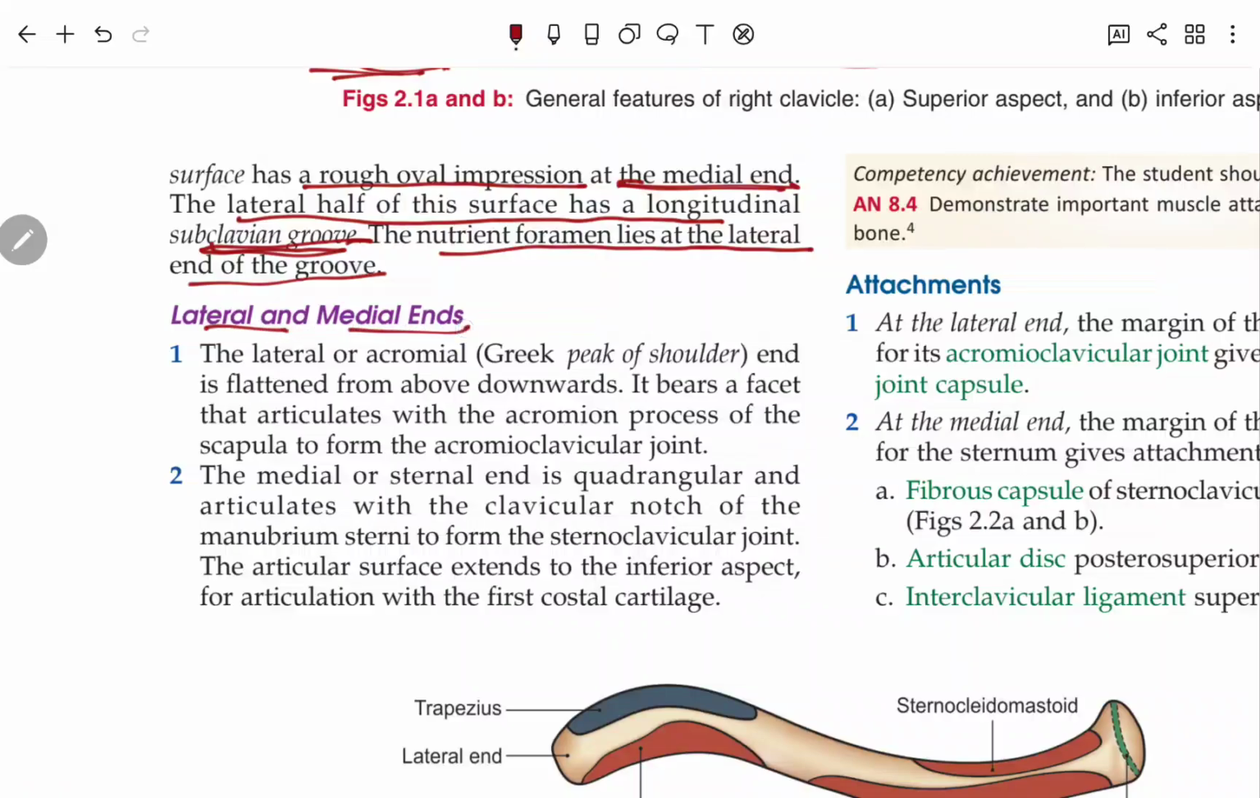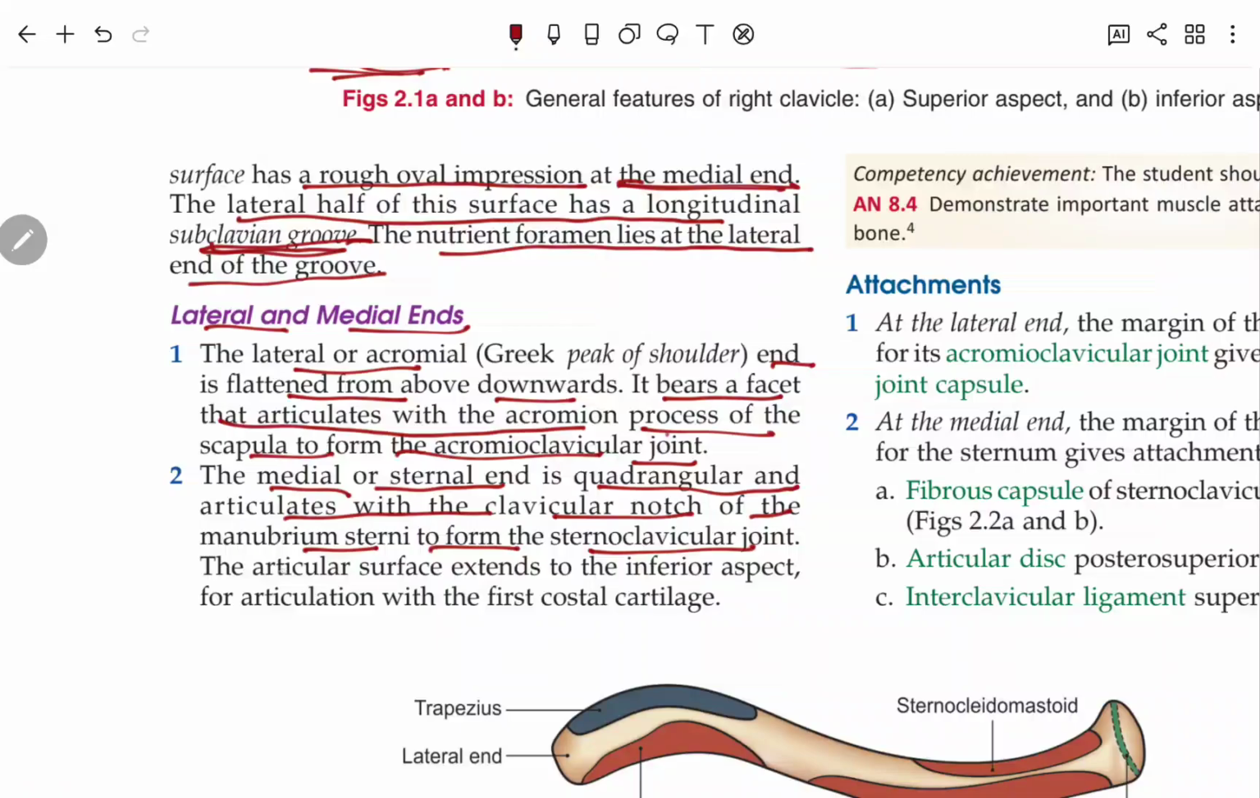Now lateral and medial ends. The lateral or acromion end is flattened from above downwards. It bears a facet that articulates with the acromion process of the scapula to form the acromioclavicular joint. The medial end or sternal end is quadrangular and articulates with the clavicular notch of the manubrium sterni to form the sternoclavicular joint. The articular surface extends to the inferior aspect for articulation with the first costal cartilage.